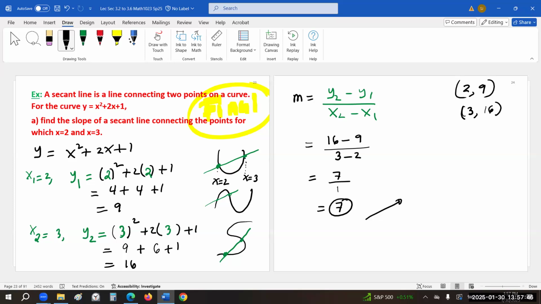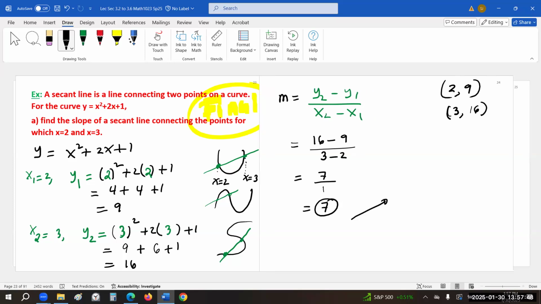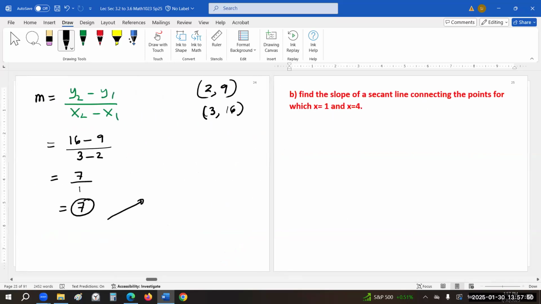Question. Would you like to try this by yourself? The same question: y is x squared plus 2x plus 1. This time they give us two different x values than what they gave us before. x is 1 and x is 4.